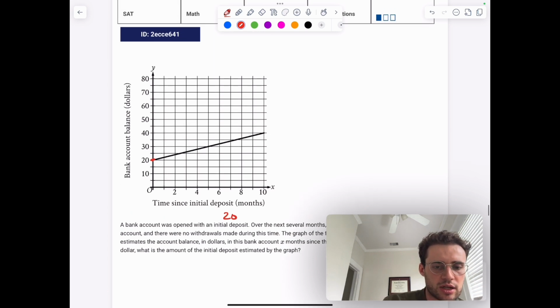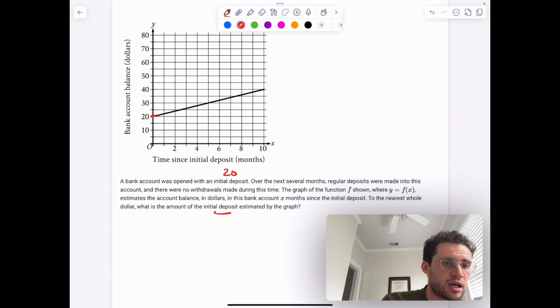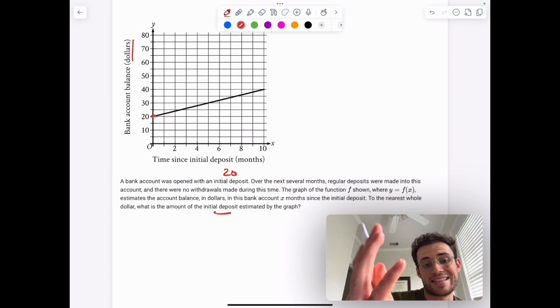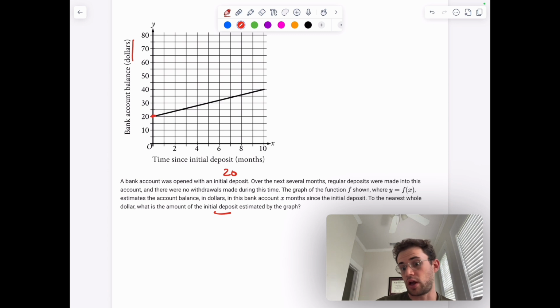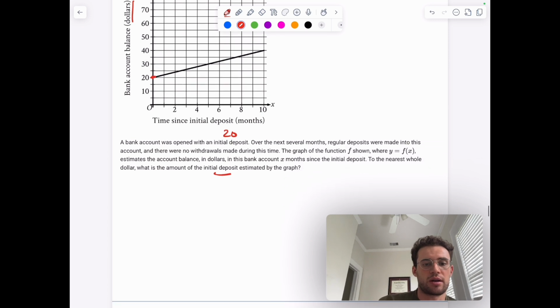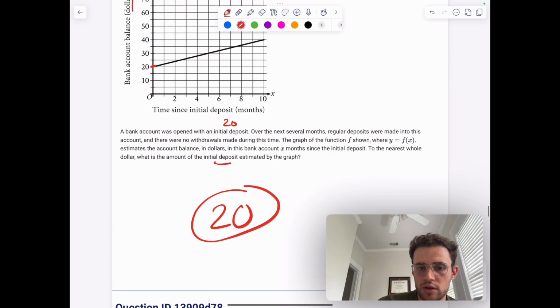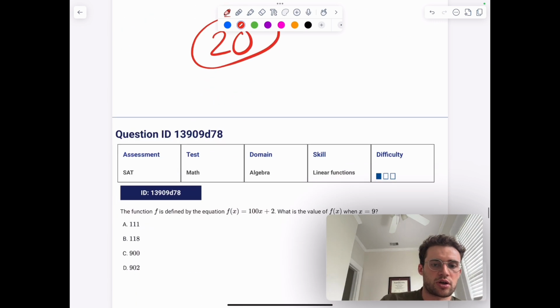Okay, well, again, the initial deposit is just that y-intercept. It's the starting value, which appears to be 20. I will check. It says in dollars. Sometimes they might say in hundreds of dollars or in thousands of dollars, something like that, in which case, right, then you'd have to adjust it accordingly, but it's just dollars, so it would be 20. And they said to the nearest whole dollar, that is already a whole dollar.